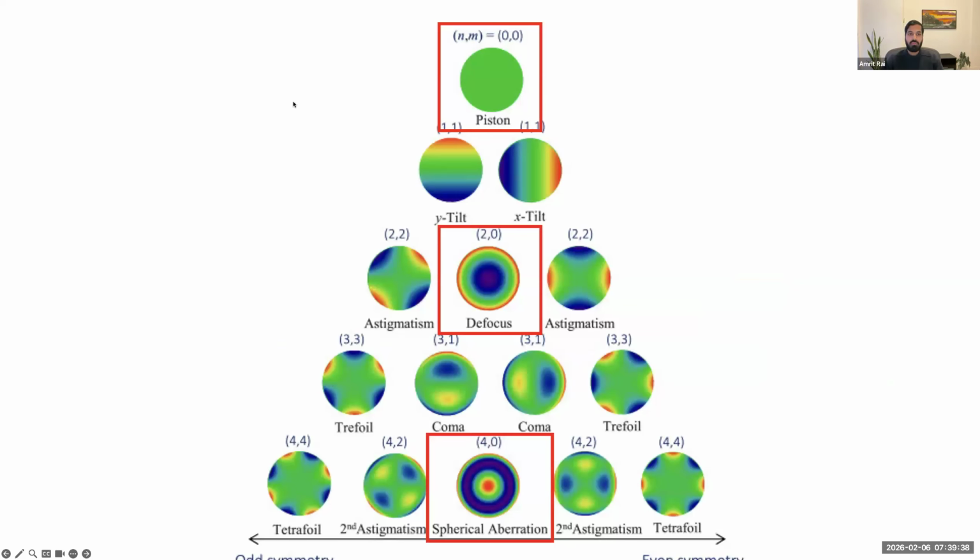We can see that all of the central modes are rotationally symmetric. This includes piston, defocus, and spherical aberration. These modes can be represented by a single number, whereas any of the off-center modes are not rotationally symmetric, and so we need to provide an axis when we're talking about them. This includes astigmatism and coma.